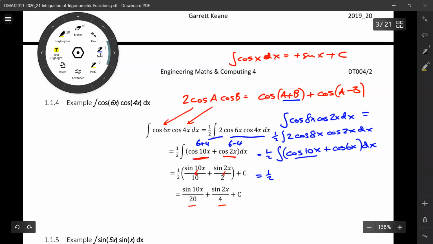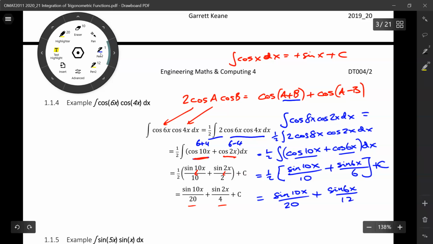And if I integrate those, the integral of cosine x is sine x. So I open up a square bracket, the sine of 10x divided by the coefficient of x, which is 10, plus the integral of cosine 6x, which is the sine of 6x divided by 6, plus the constant of integration. And then dividing by your half gives you 2 times 10 is 20, plus the sine of 6x over 12, plus the constant of integration.